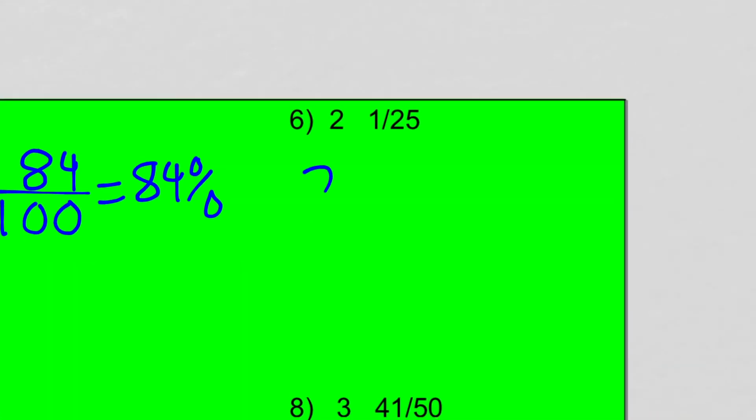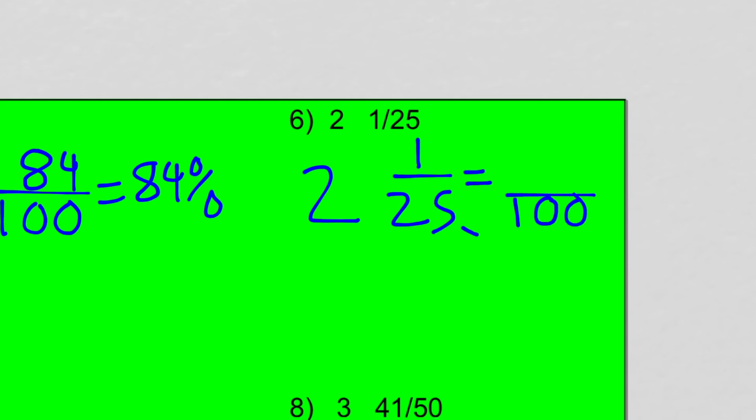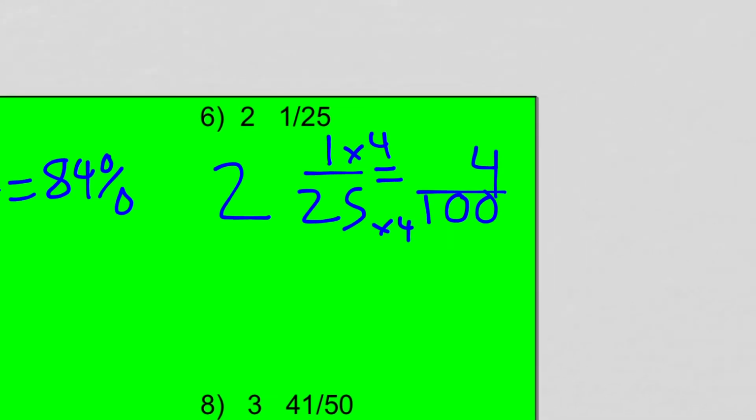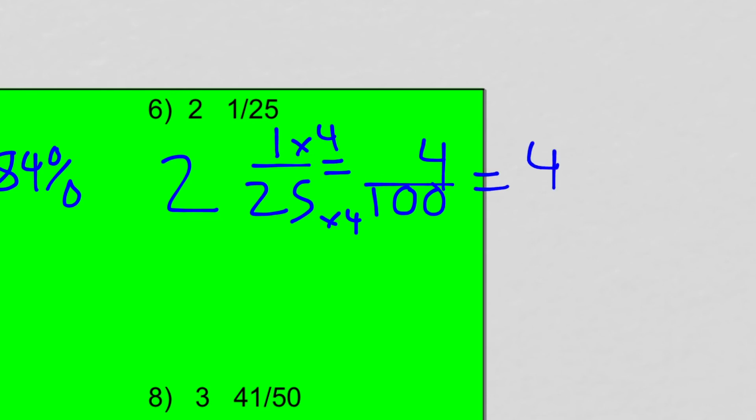Question 6. I have 2 wholes and 1 over 25. Well, let's worry about the 2 wholes later, but 25 we can make into a fraction out of 100 by times by 4, times by 4, and that's 4 out of 100. That equals 4%. Since this is a whole number, 1 whole equals 100%, 2 wholes equal 200%. And 200% plus 4% equals 204%.